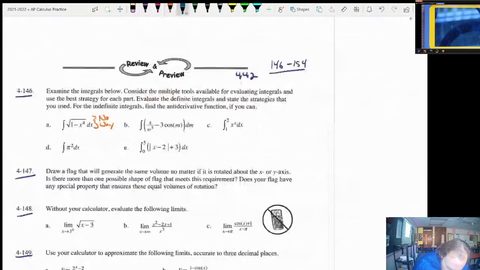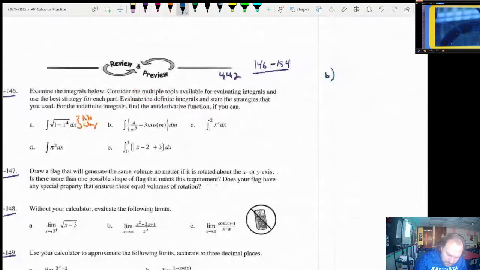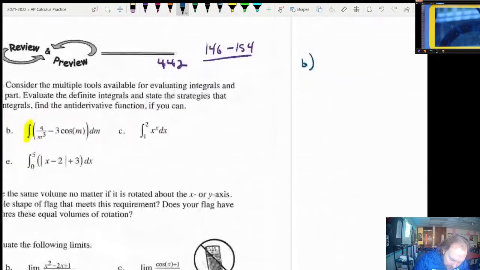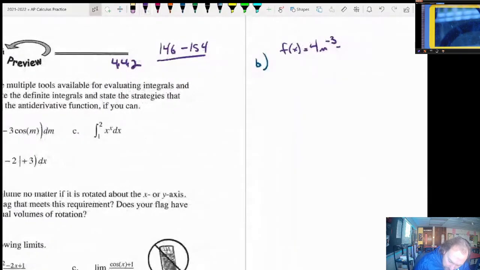Question B, though, is totally doable. It's an indefinite integral. There's no numbers there. So what we're going to do is find the antiderivative and put plus C on there. Might be helpful to write that the original function, lowercase f of x in this case, is 4m to the negative third minus 3 cosine of m. I guess if I'm being entirely clear, that's f of m, not f of x, since m is the variable. Now we're looking for the antiderivative, capital F of m.